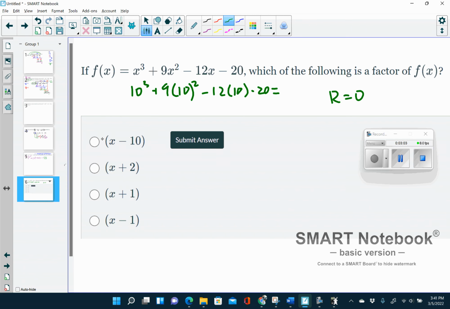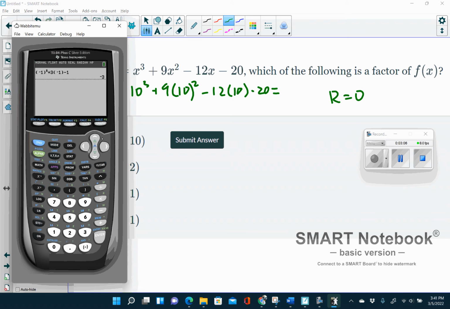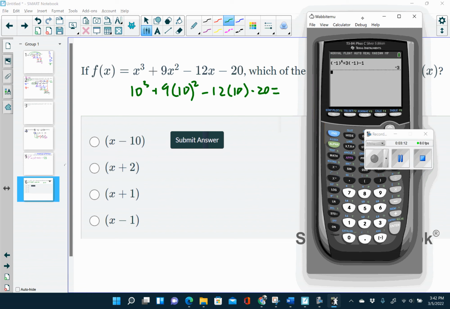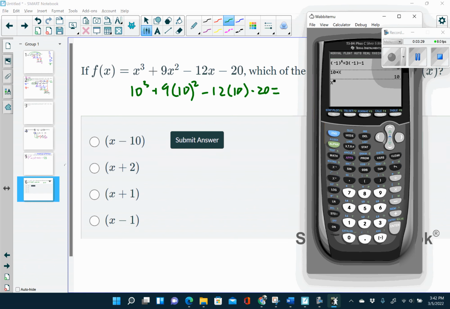Okay, so I'll show you a quick way to do this in the calculator. Instead of sitting there writing it every single time, let me just move this over here. Again, we want our answer to be 0. So we hit 10, we hit this little store button, and we store that value into x. I'm just going to show you how to do this the quickest way possible. So now x is 10, and then you just plug in x to the 3rd power plus 9x squared minus 12x minus 20, and hit enter. Is that number 0? No. So this is not an answer.